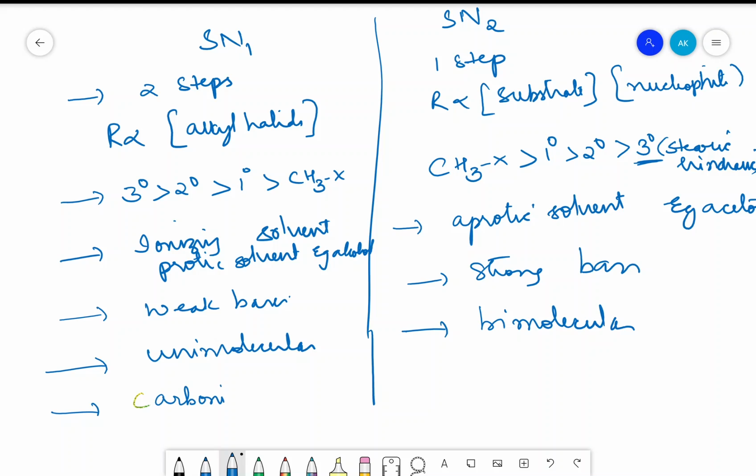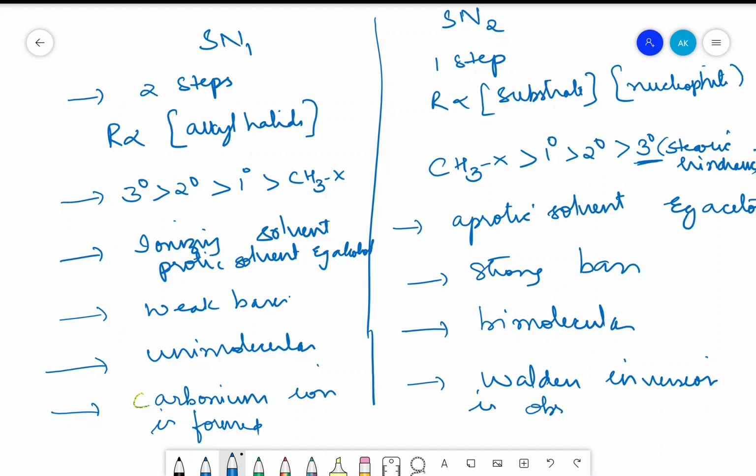One more you can add: in SN1 a carbonium ion is formed. In SN2 you can say Walden inversion is observed. These are the few differences we can mention. You can elaborate on this further.